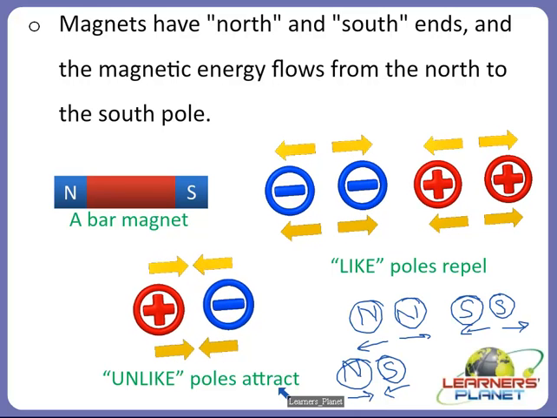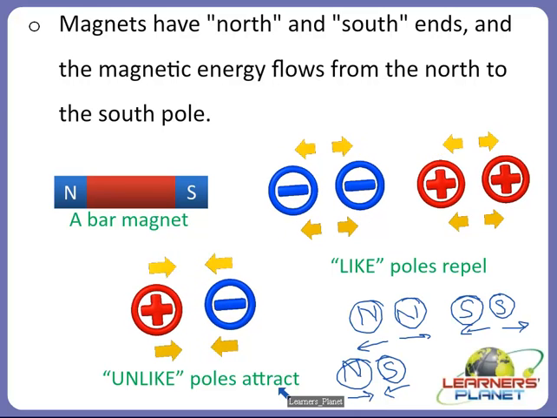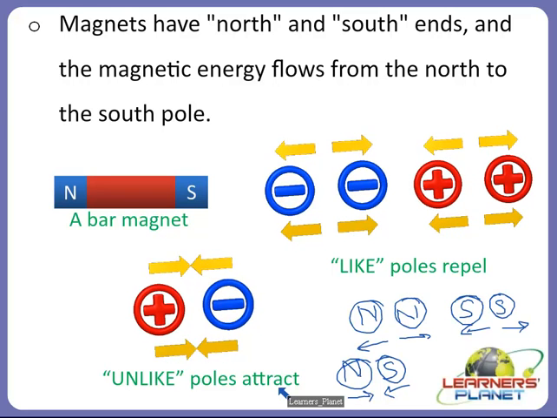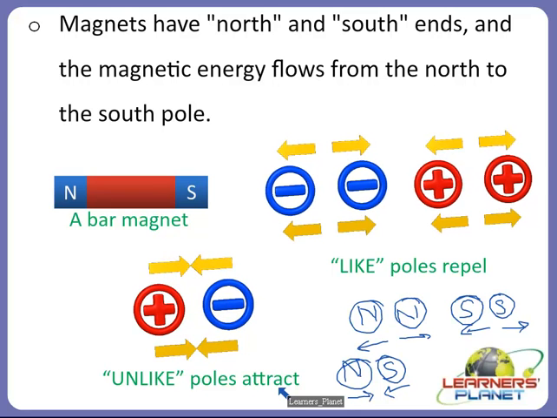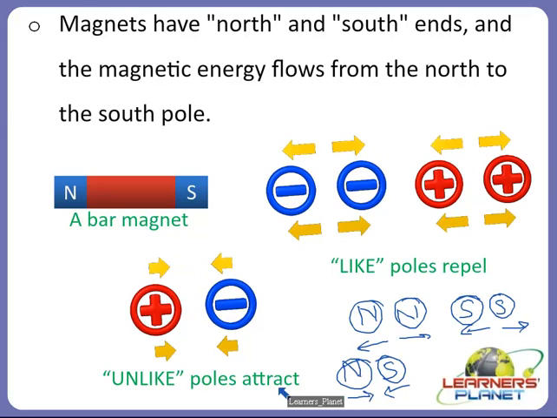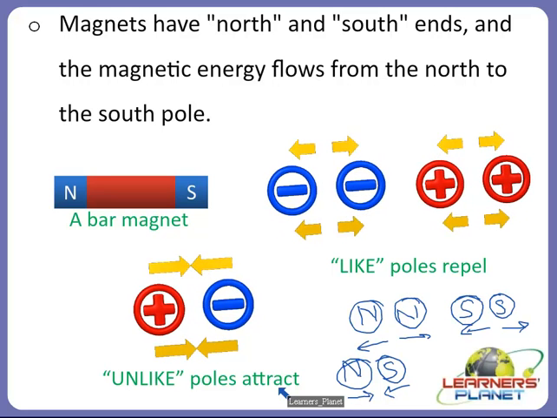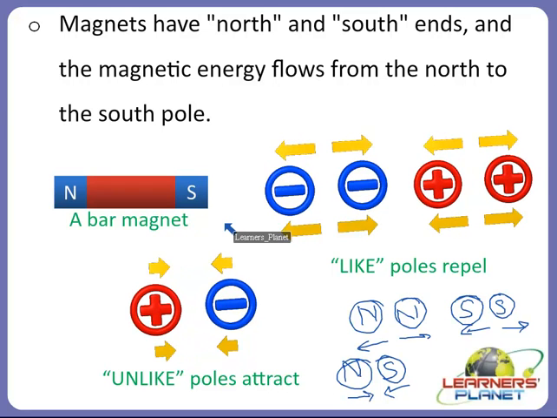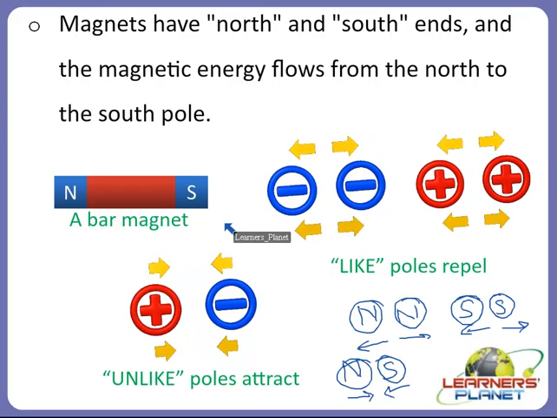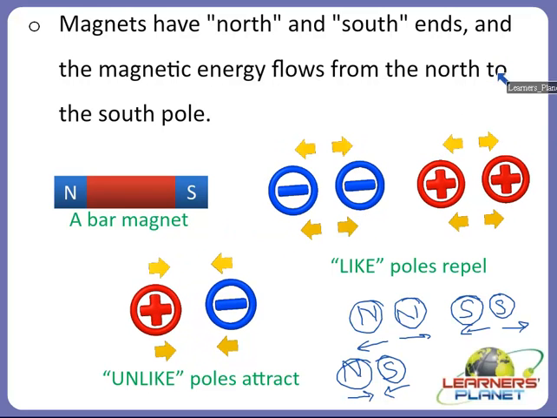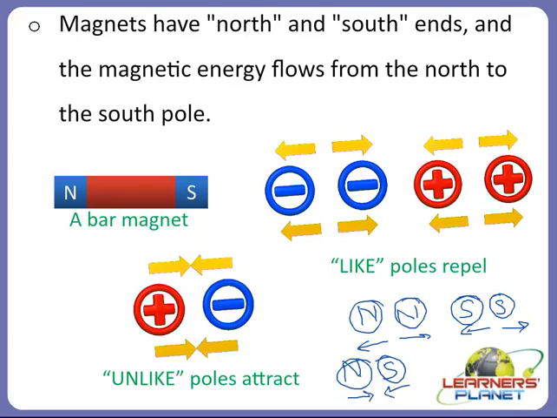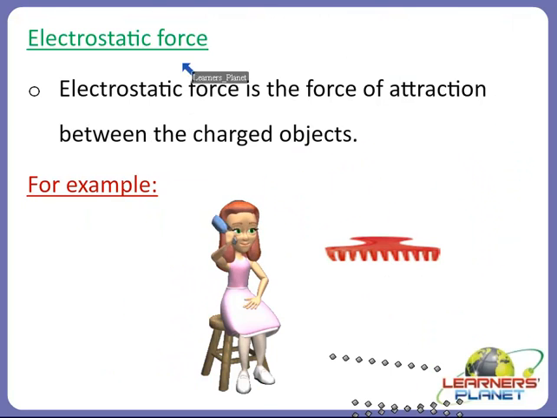You can even try it at your home. You can just try to push two repelling ends of the magnet together so that you can feel the force of magnetism at work. And the best example is Earth. Earth also has a magnetic field, and that is why we use compasses. So we can say basically that magnets have north and south ends, and the magnetic energy flows from north to south pole. Now we will study the last force, that is the electrostatic force.